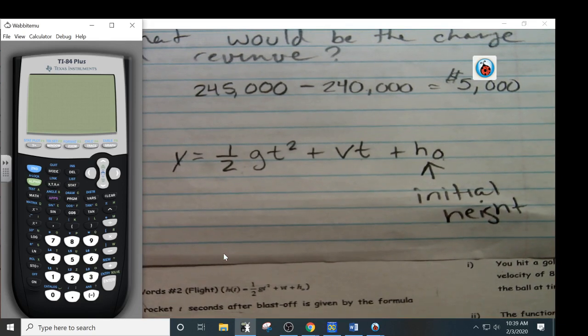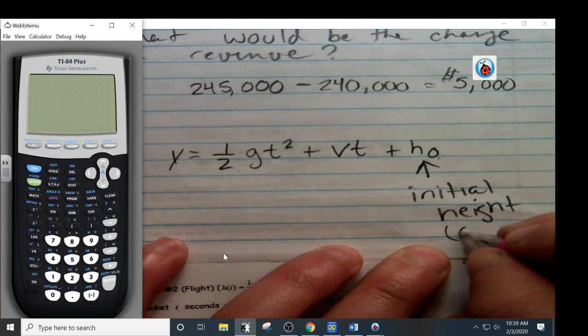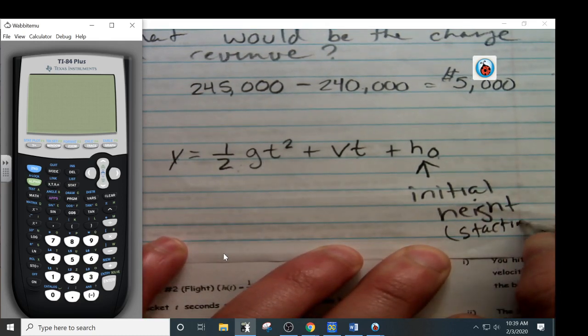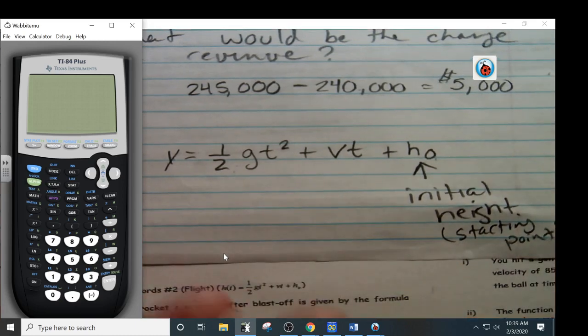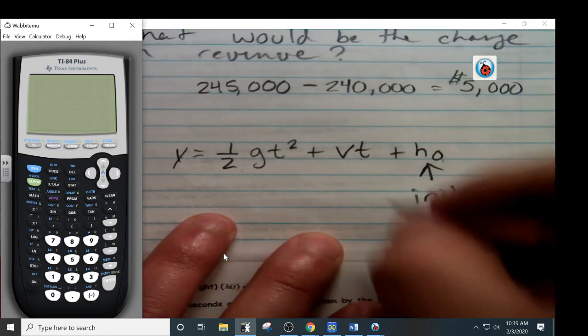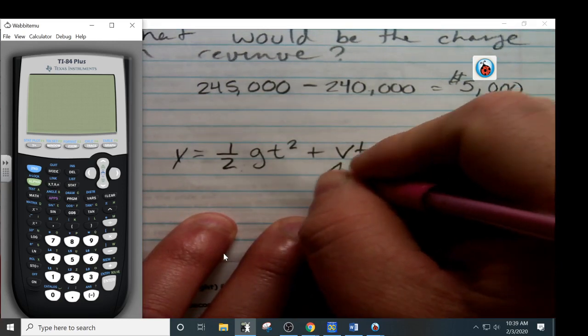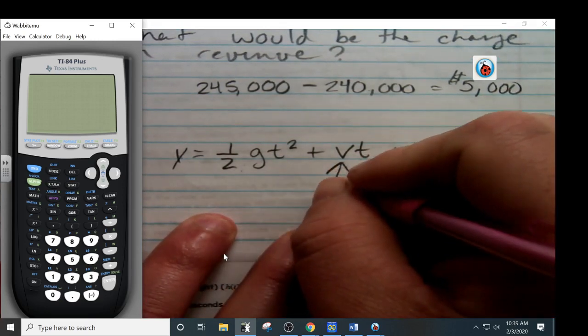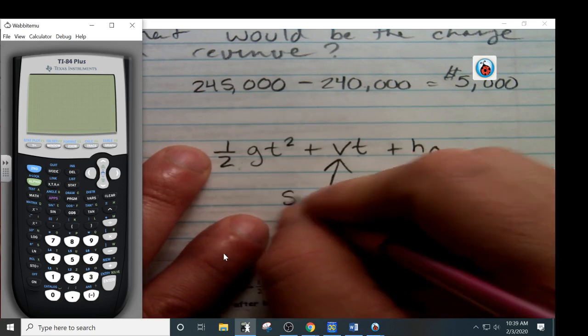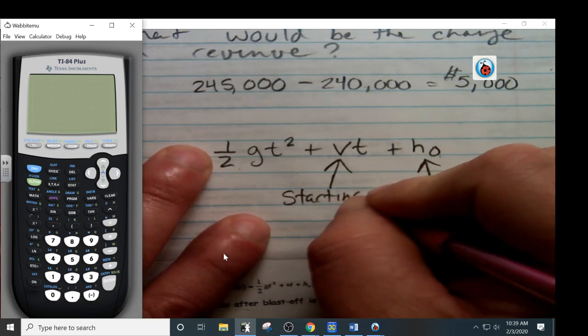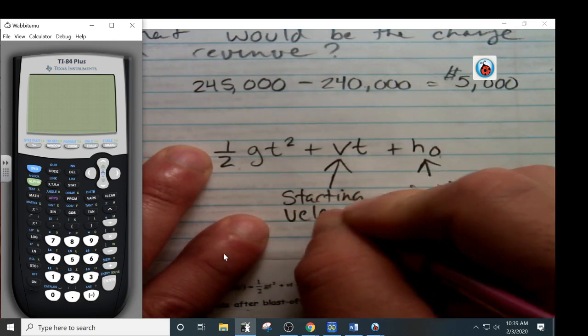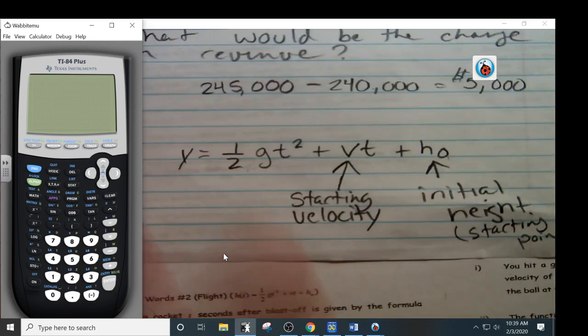All right. You could call this in anything a starting point. Now, as far as projectile motion, the linear term, that is your starting velocity. Guys, what does velocity mean in everyday terms? Speed. If speed and velocity are about the same thing.